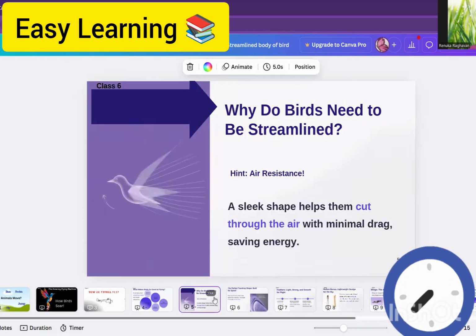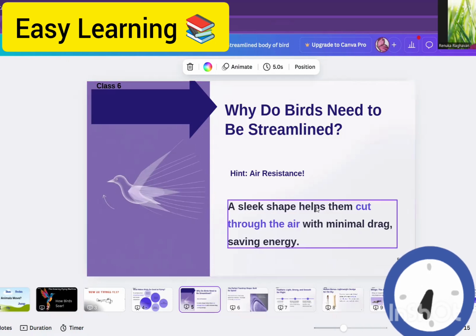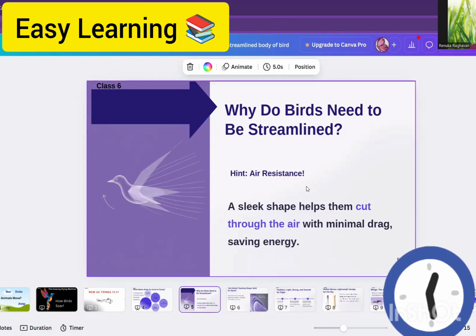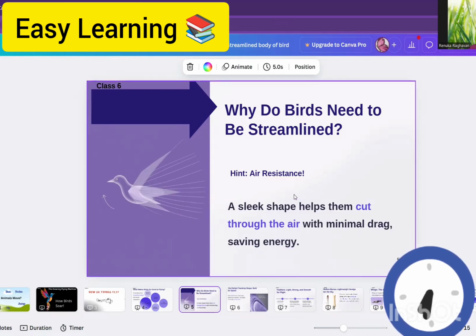Okay, now why do they need the streamlined body? Because to fly easily in the air, to pass through the air, to minimize the air resistance and also the drag behind the tail region, and to save energy also. Only if they have energy, they will travel long distances. Okay, so that's the main reason they have the streamlined body.